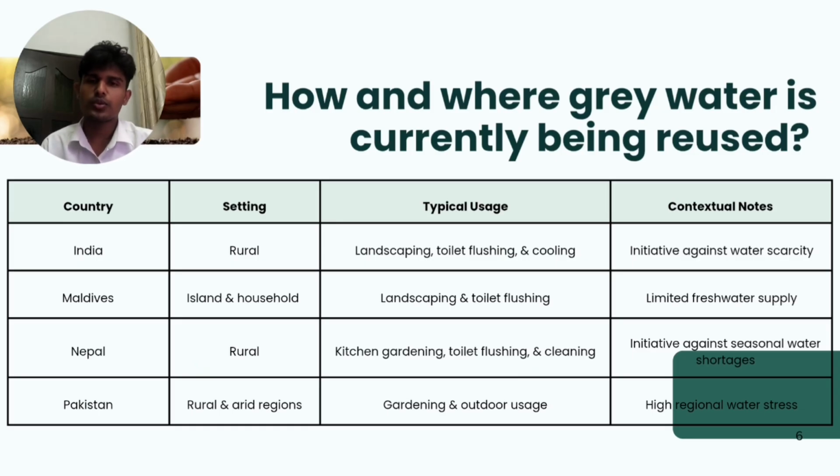And we come to a country like Nepal. They clearly use grey water for gardening and outdoor activities. And even in Pakistan, they use this as a coolant because they do so many industrial work. So these are the methods, and this is how they use grey water recycling in this world. So we can clearly see the importance of reusing grey water.